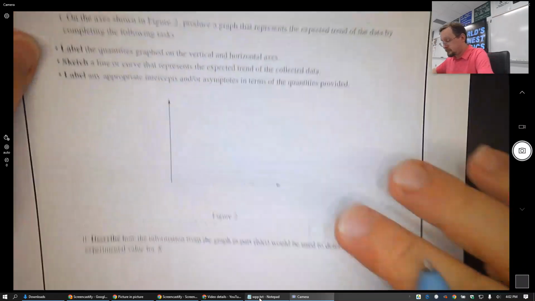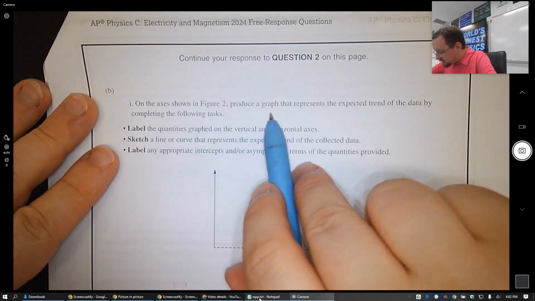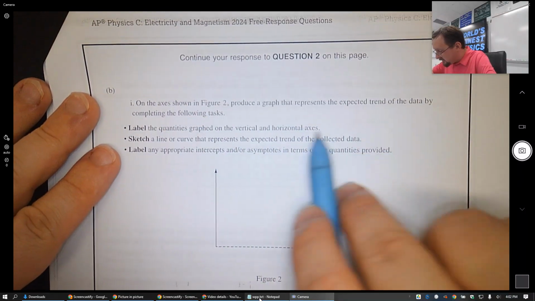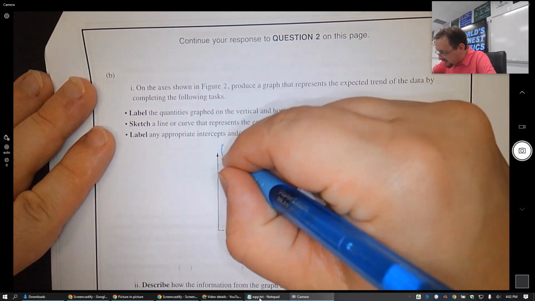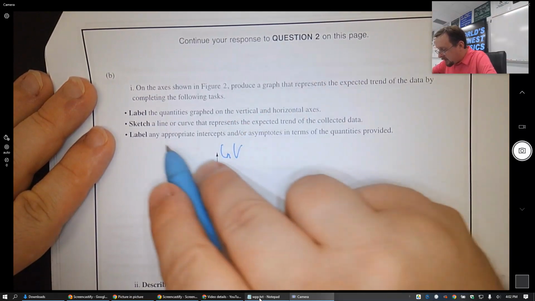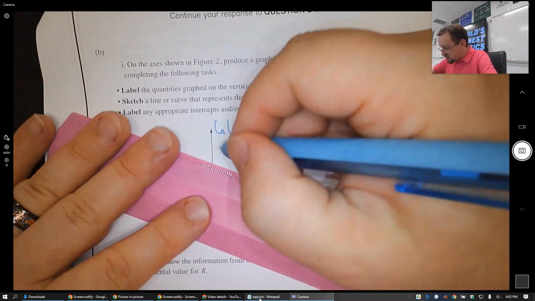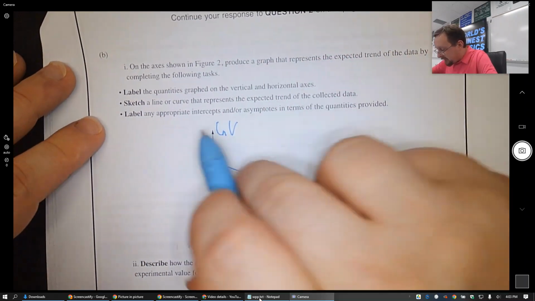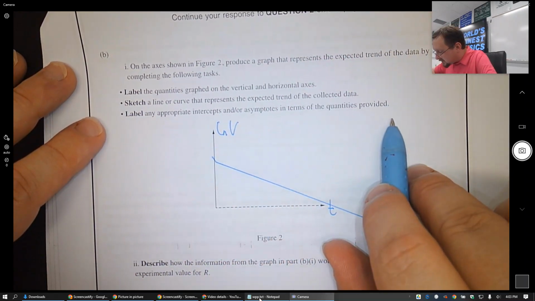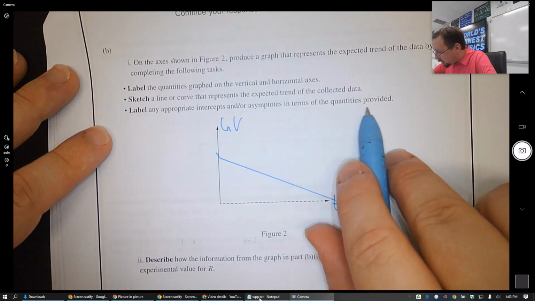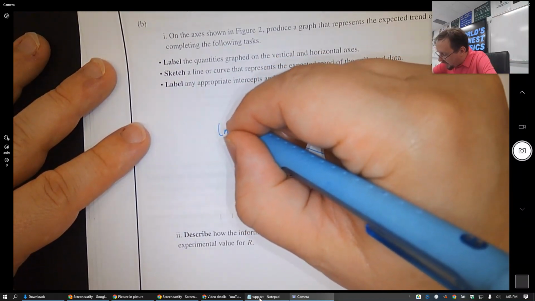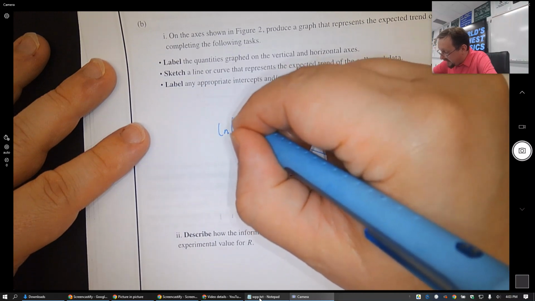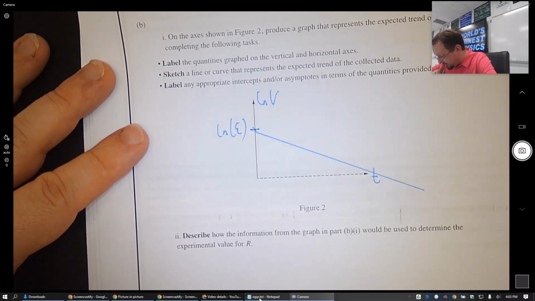All right. On the axes in Figure 2, produce a graph that represents the expected trend of the data by completing the following. Label the quantities graphed on the vertical and horizontal axes, natural log V and t. Sketch a line or curve. Label any appropriate intercepts and or asymptotes in terms of the quantities provided. Okay, well, this is going to be the natural log of the EMF, actually. That's going to be the natural log of the EMF.